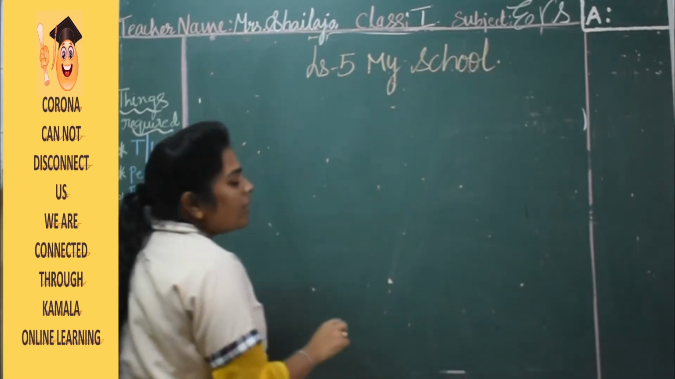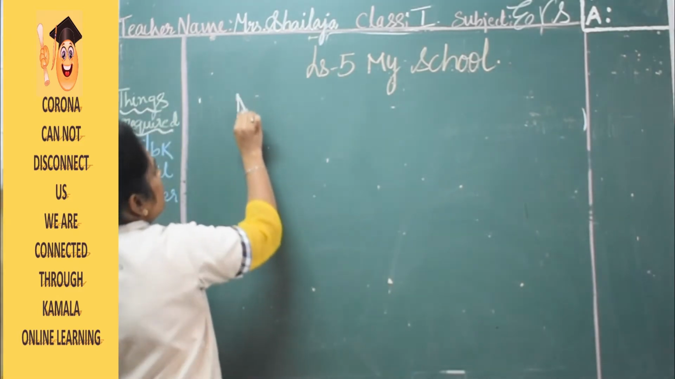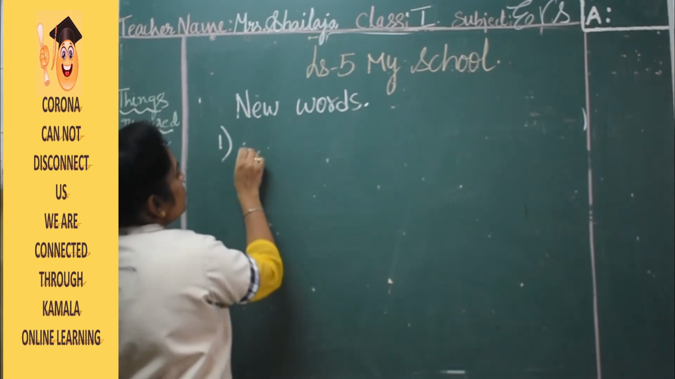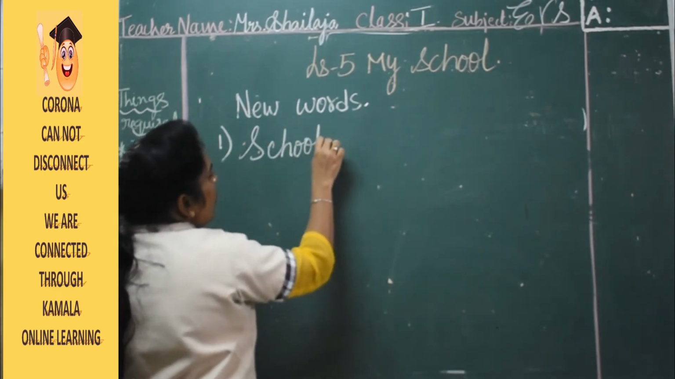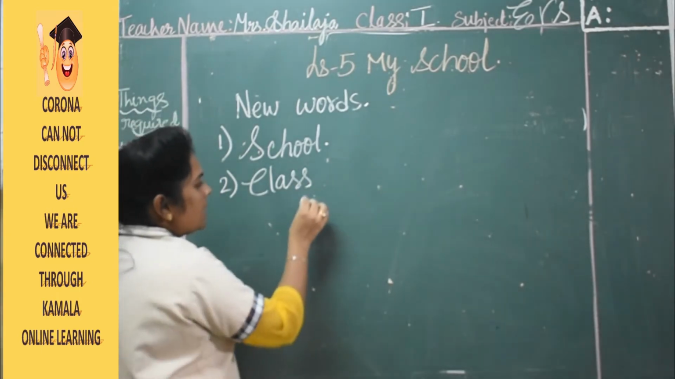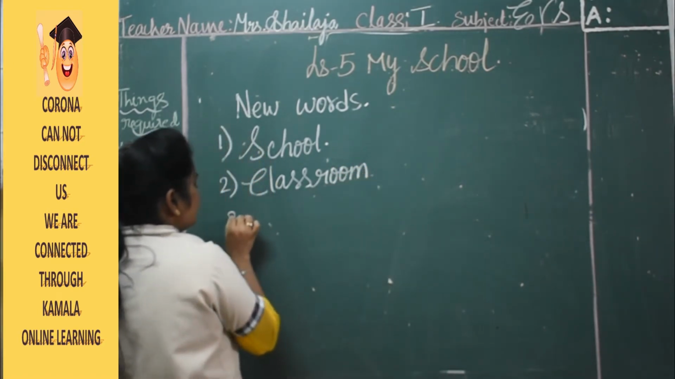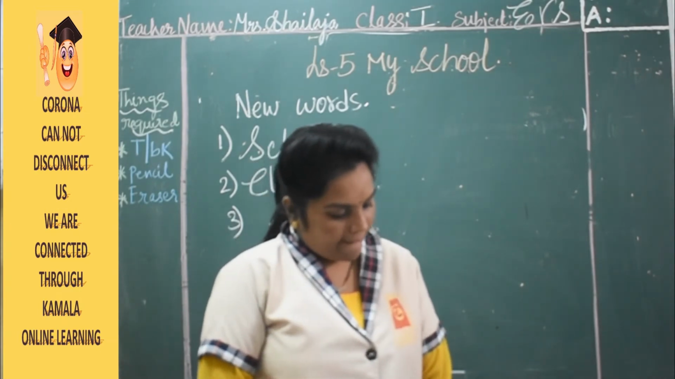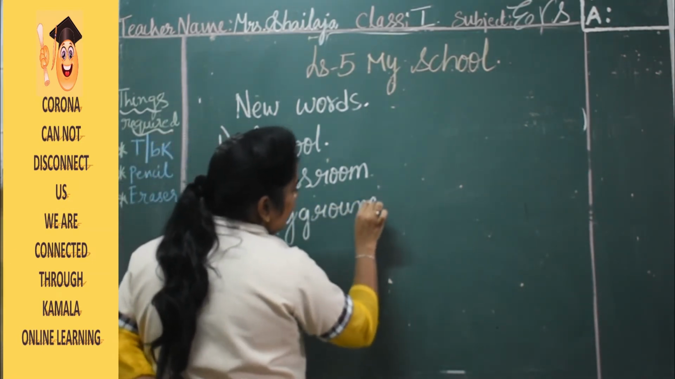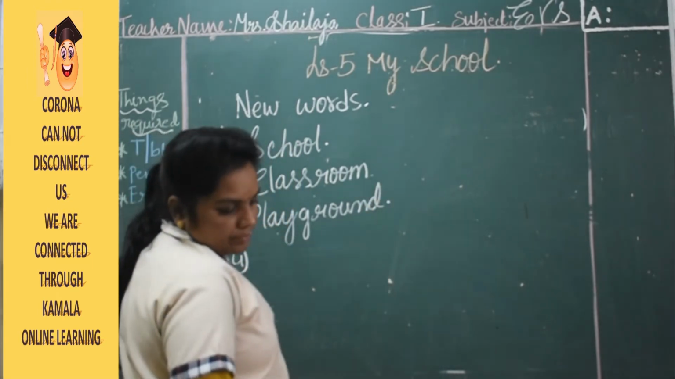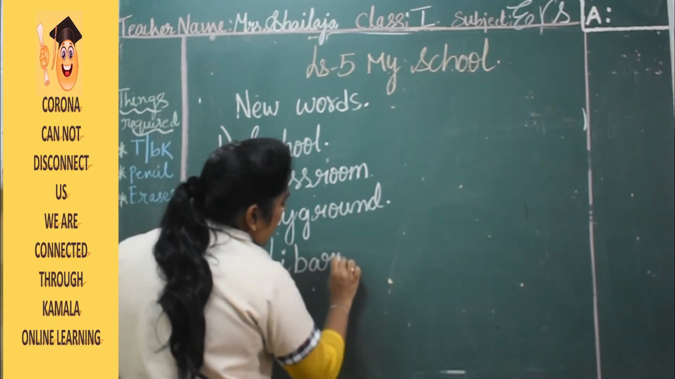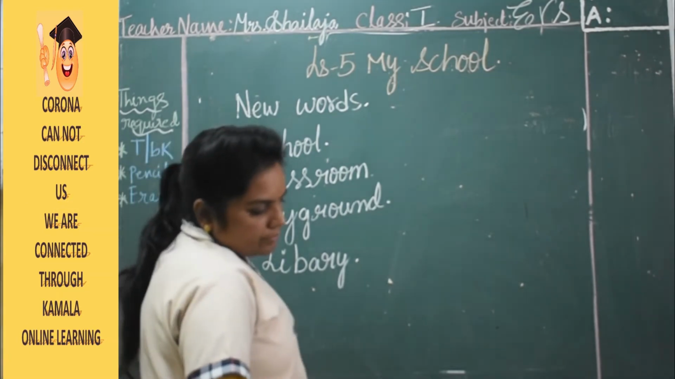Lesson number 5. My School. New words. N-E-W, W-O-R-D-S. Words, new words. First one, school. S-C-H-O-O-L, school. Fourth one, playground. Library also we can write. L-I-B-R-A-R-Y, library.